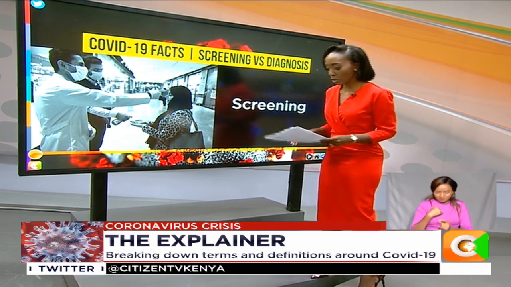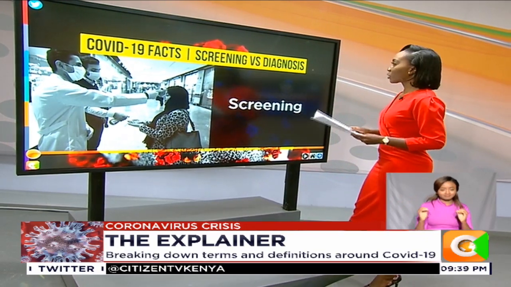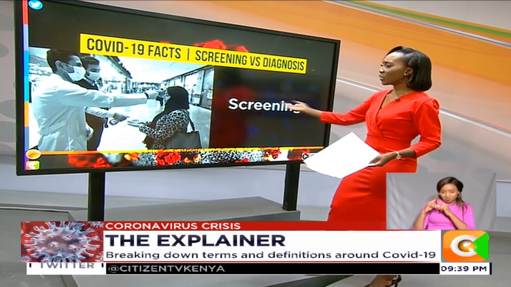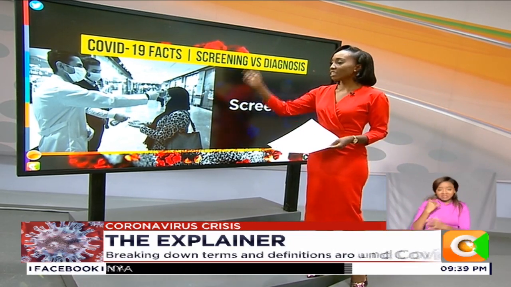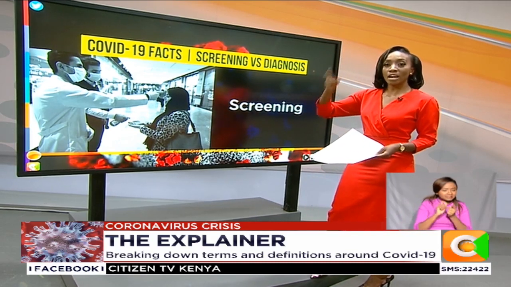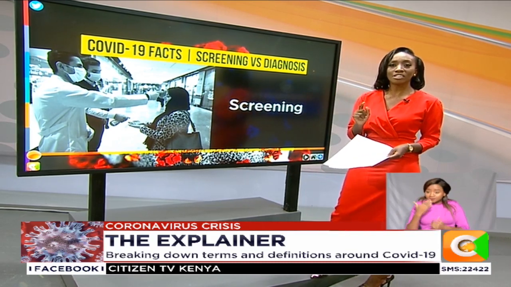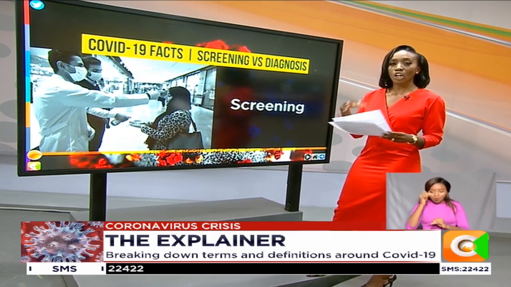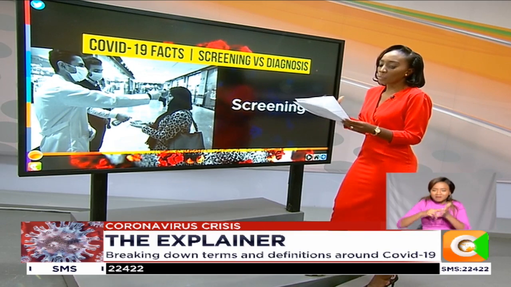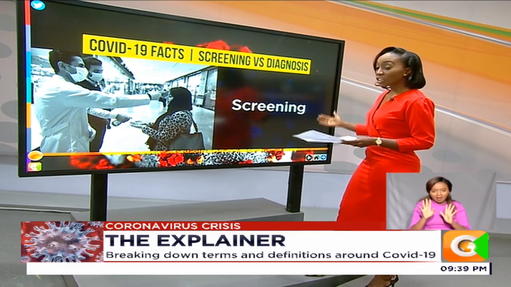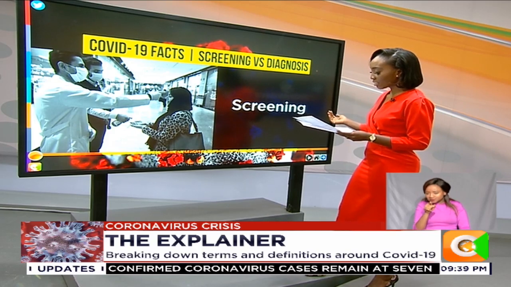And we'll get to the testing in a moment. But let us get to this one here. Screening versus diagnosis. So what are they doing at the airport? They're screening you. You may have seen scenes like this, somebody holding up a thermometer gun. Can the screening tell one at the airport or any port of entry whether you have the virus? No. This is because the process of screening is that of looking for the disease. It's sort of separating the wheat from the chaff. You are looking for the symptoms. At this point, you cannot say for sure whether one has the disease or not.